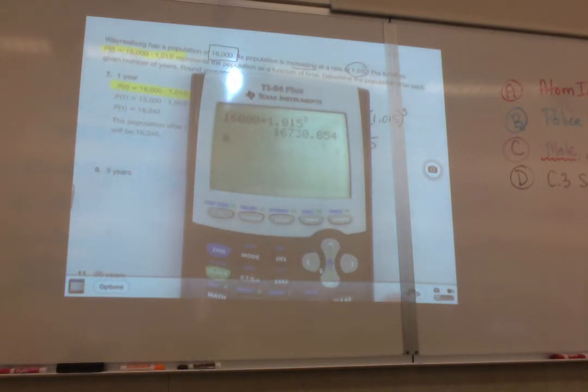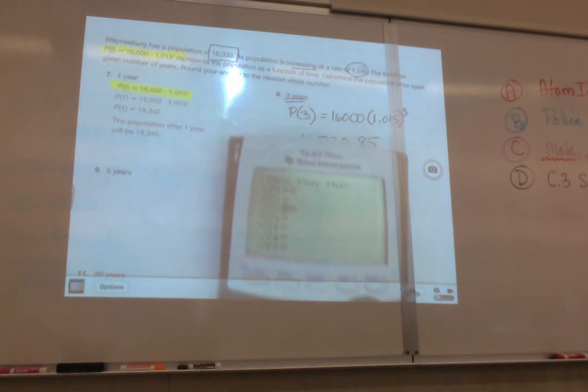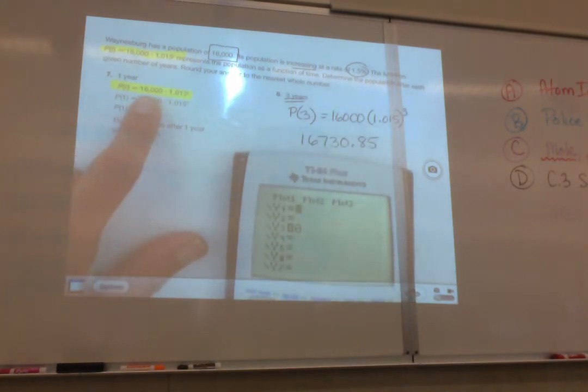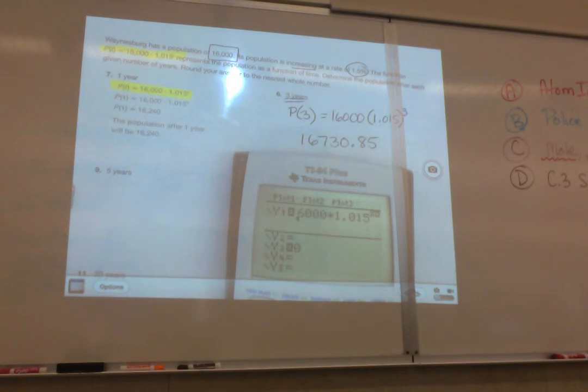Y equals, clear out old functions, put the generic function on in. 16,000 times 1.015 raised to a t, or a variable. What am I going to do with that y equals then to figure out something in different years?